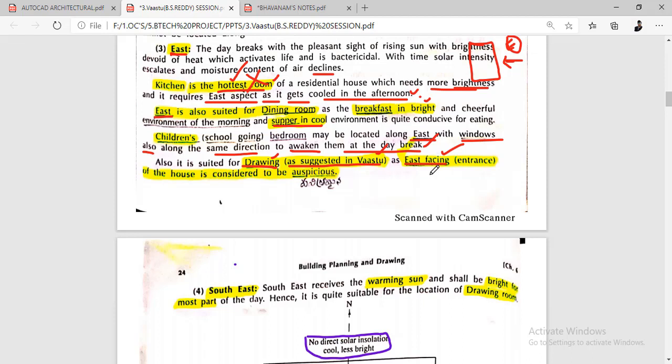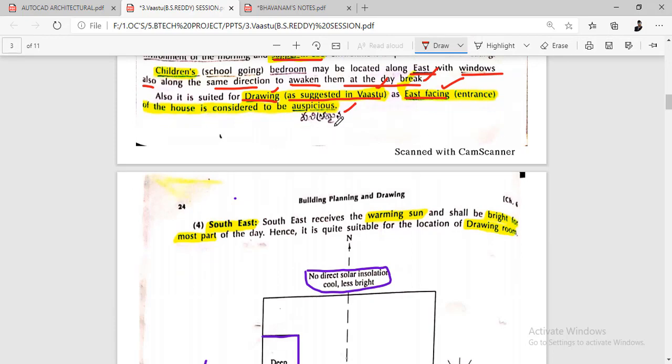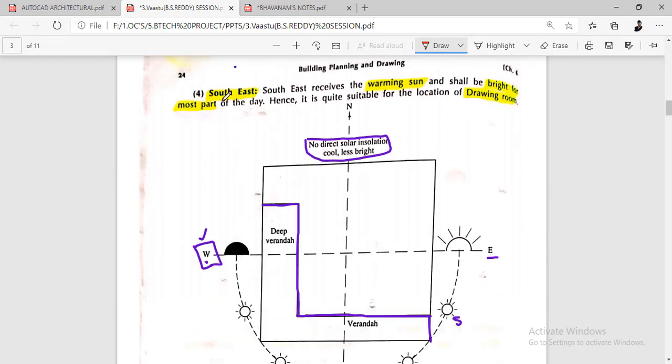Even if your flat faces north, most clients will ask for another entrance in the east direction. That's why we need to consider the east direction as well, and it is auspicious and pavitramana. Okay, and coming to the southeast.